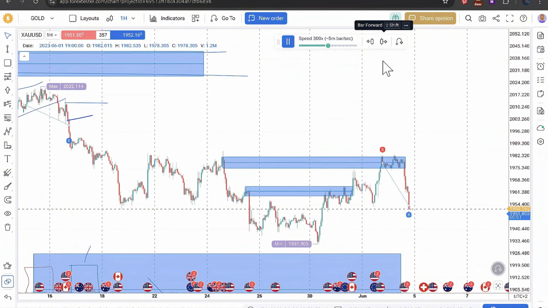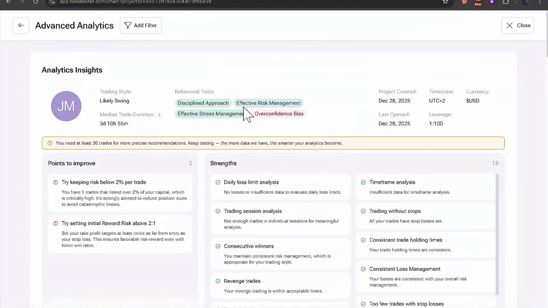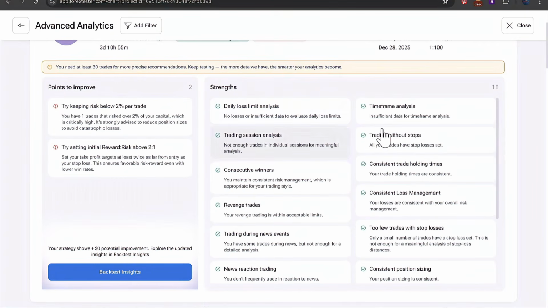And remember, the Forex Tester that I'm using allows you to go to the analytics here and actually see how you are trading. So here is my account, and these are the reviews, and these are behavioral traits, right? Disciplined approach, effective risk management, effective stress management, overconfidence bias, right? So this is a negative, but you should understand why that is there, right? So points to improve. These are some of the points to improve, and these are the strengths of this particular strategy that I was showing you guys, right?